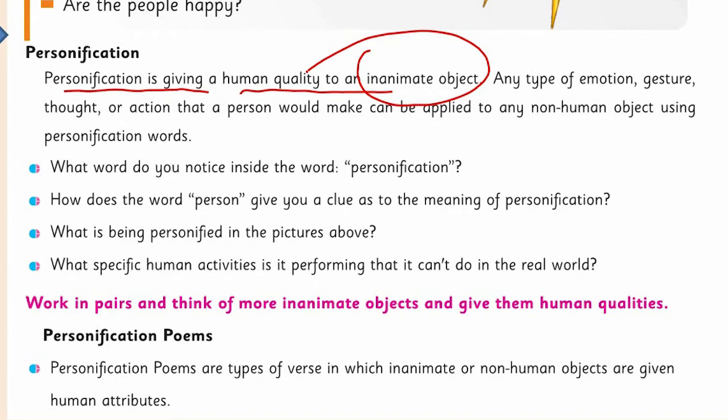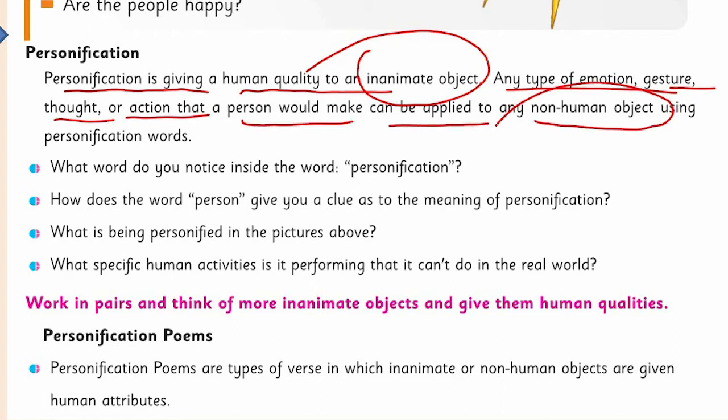We have discussed the inanimate object. The non-living things which cannot do actions or things like animal or people. Any type of emotion, gesture, thought or action that a person would make can be applied to any non-human object using personification words.